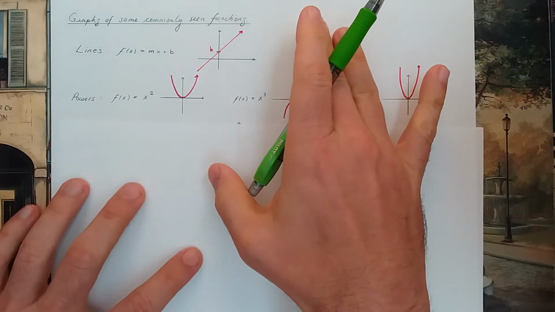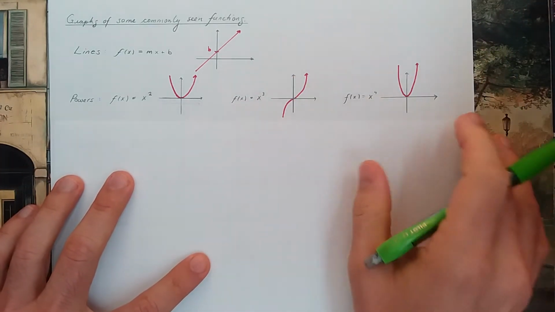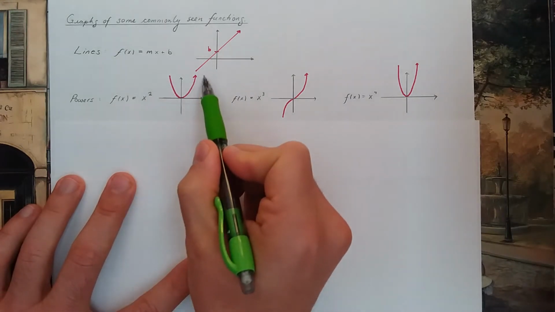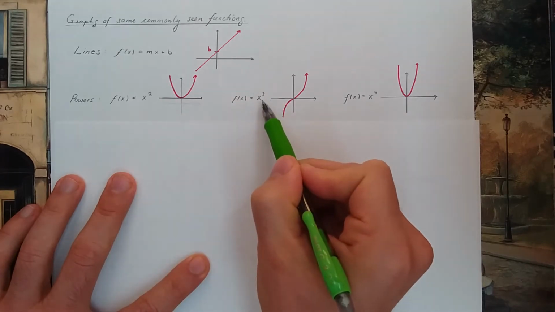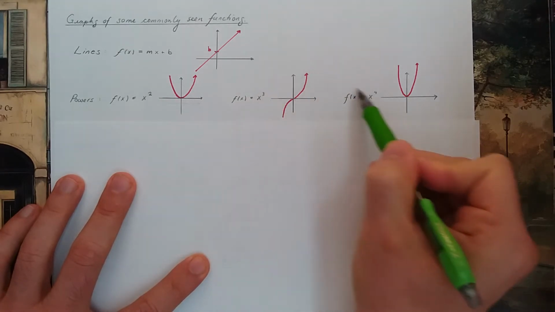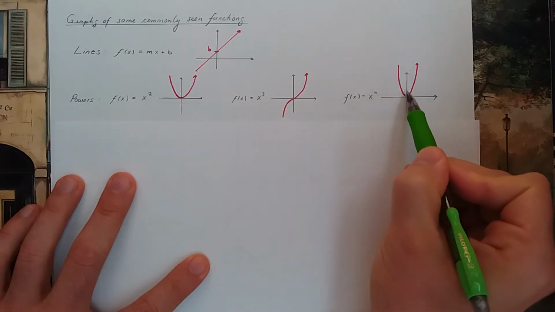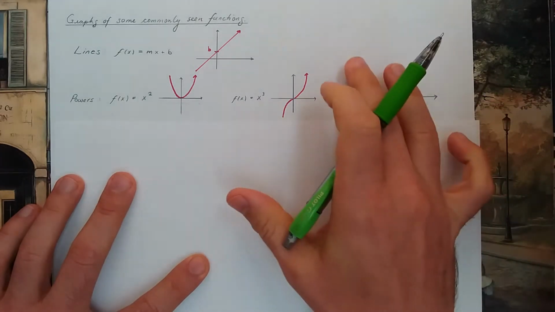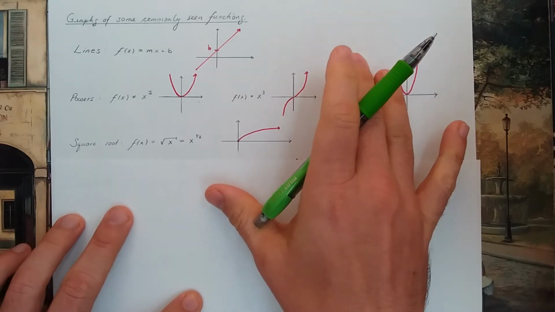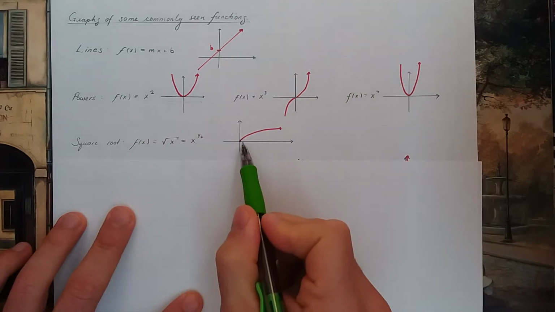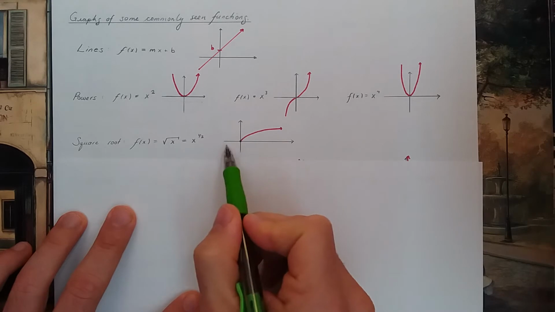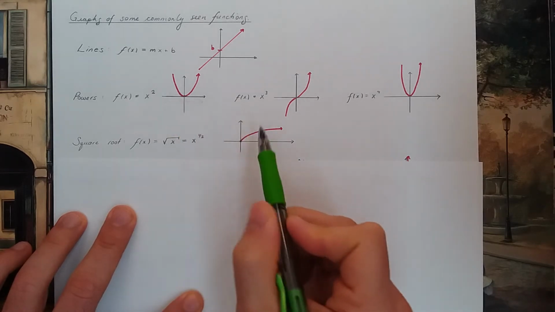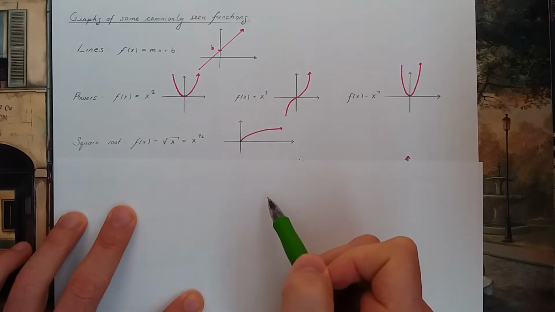You can also graph powers of x. So here's the graph of x squared, the basic parabola shape. The graph of x cubed goes like this. And the graph of x to the fourth looks similar to a parabola, but is a little bit thinner. The graph of the square root function looks as shown. This is actually the graph of a parabola on its side cut in half.